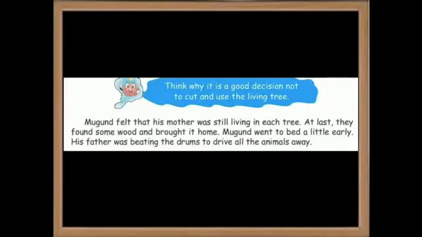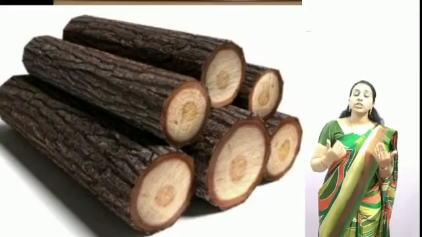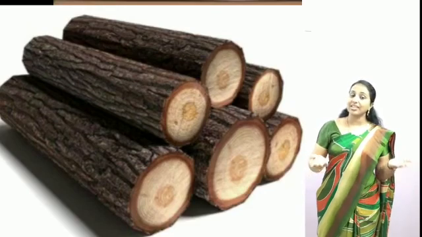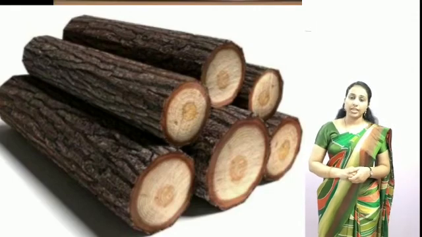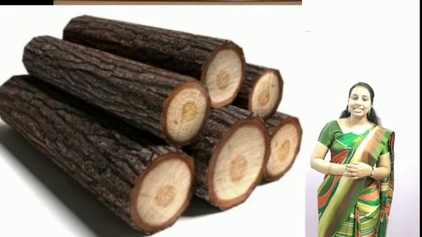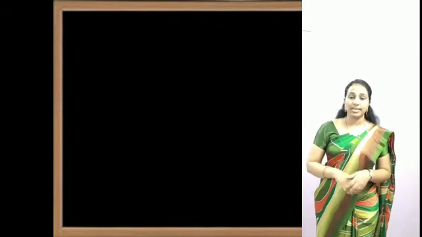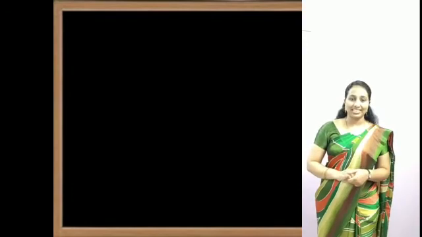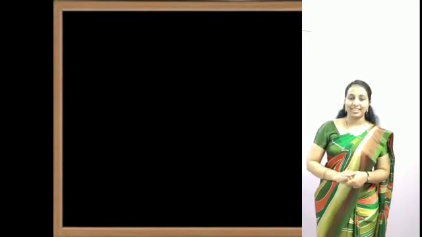Mukund felt that his mother was still living in each tree. At last they found some wood and brought it home. Mukund went to bed a little early. His father was beating the drums to drive all the animals away. Mukund felt that his mother is still living in each tree. That was the reason he refused to cut trees. Finally, Mukund got a dry log of wood. He brought it home and that night he slept early. Mukund's father started beating the drums to keep the wild animals away from his cattle. Come on, now let's read the next paragraph.